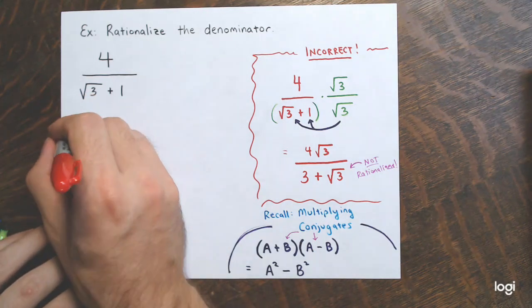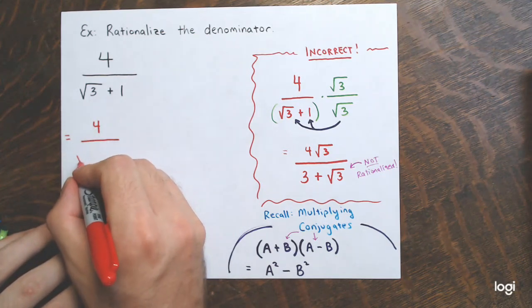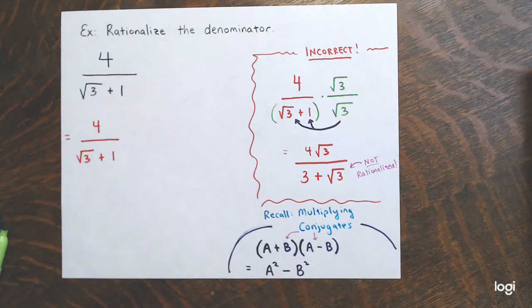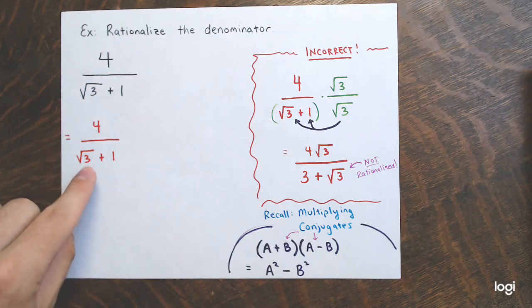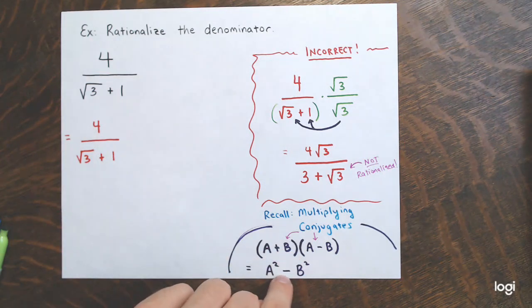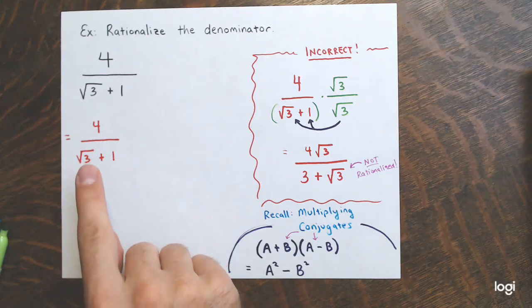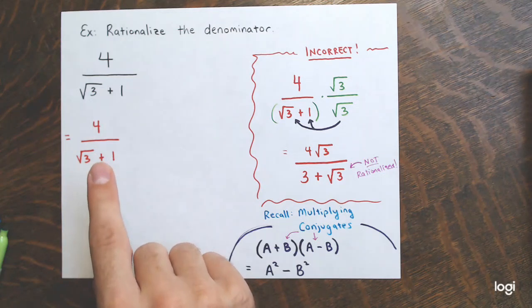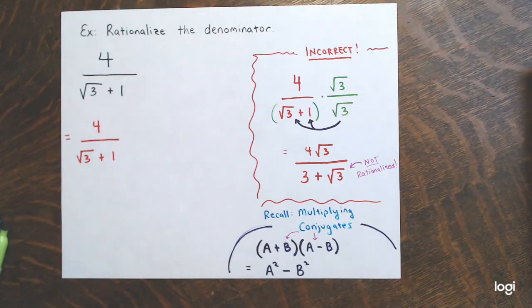So here I have 4 in the numerator divided by, again, the square root of 3 plus 1 in the denominator. And what we're going to do to rewrite this so that there's no more radical in the denominator, no more square root in the denominator, is use this fact. So what is the conjugate of the square root of 3 plus 1? It would be the square root of 3 minus 1.